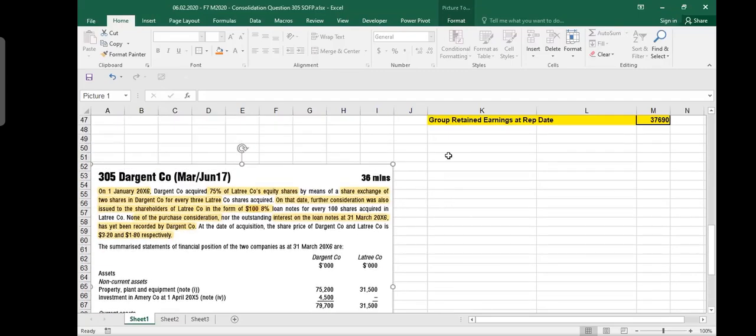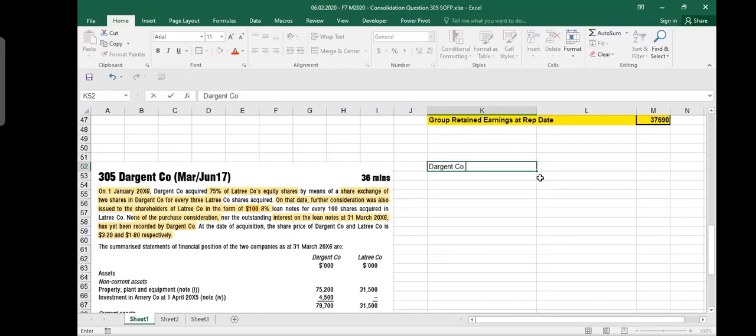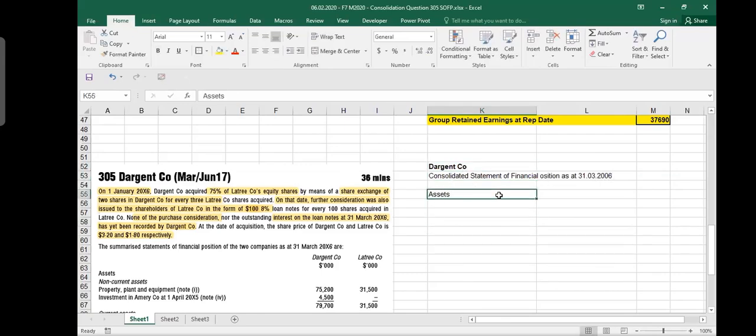When you prepare your balance sheet, you have to put the title, and you should say Dargent Company Consolidated Statement of Financial Position as at 31st of March 2006. So this should be your title. And you remember that the first thing is assets. Within assets, you first define your non-current assets. You will write down here non-current assets. Then we will have our current assets. And finally, we will have our total assets.